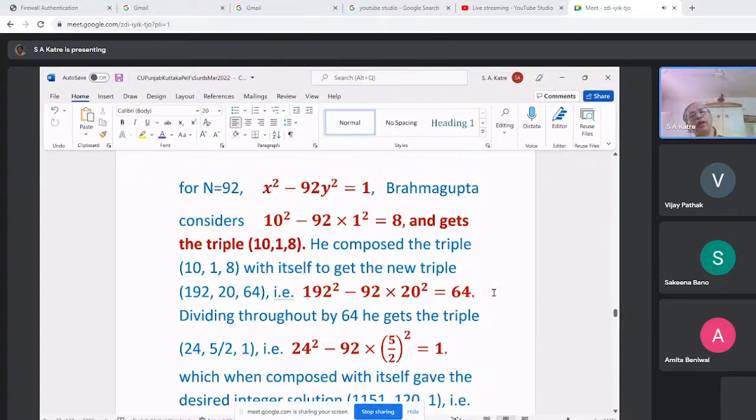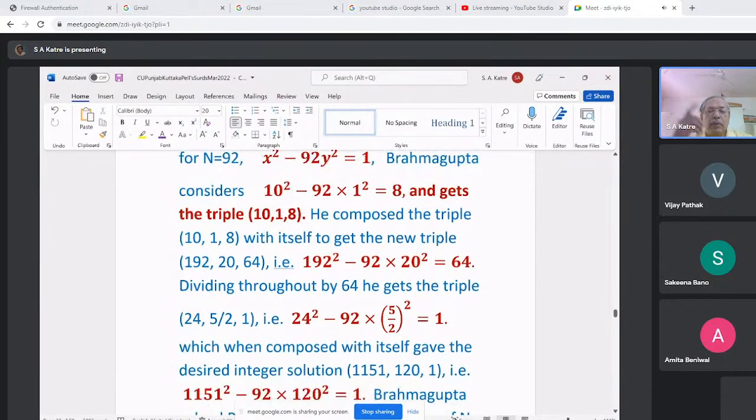And we have got a new equation which looks more complicated. But now the trick is you divide throughout by 64. Now, 64 is 8 square. So you should divide 192 by 8 to get 24. And divide 20 by 8, and unfortunately you get 5 by 2 here. So if you had got an integer here, you would have solved the problem.